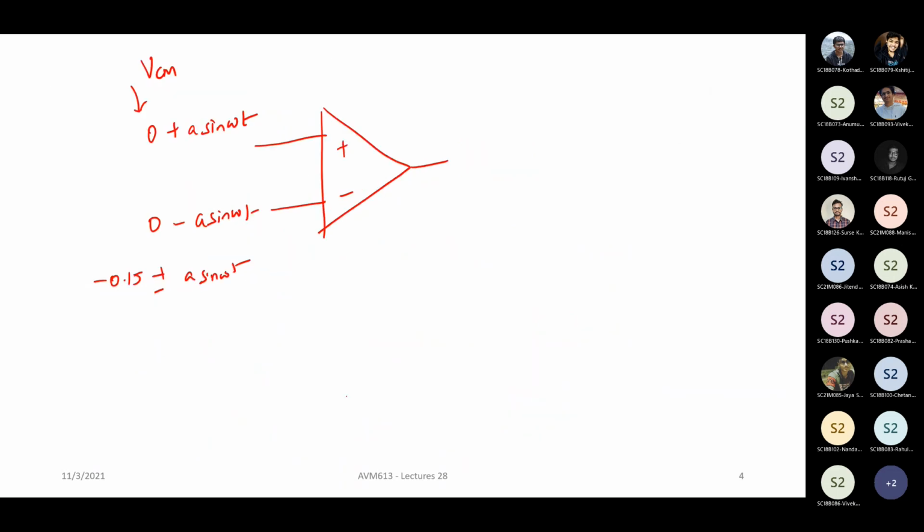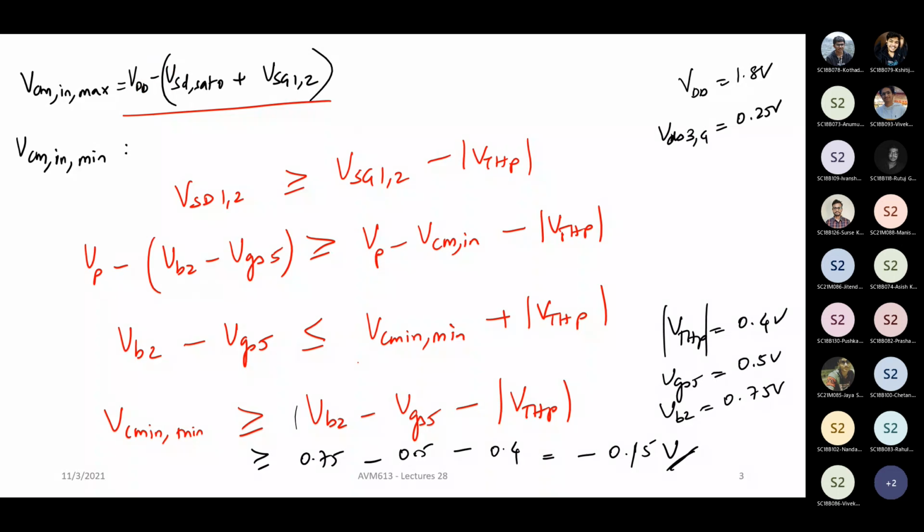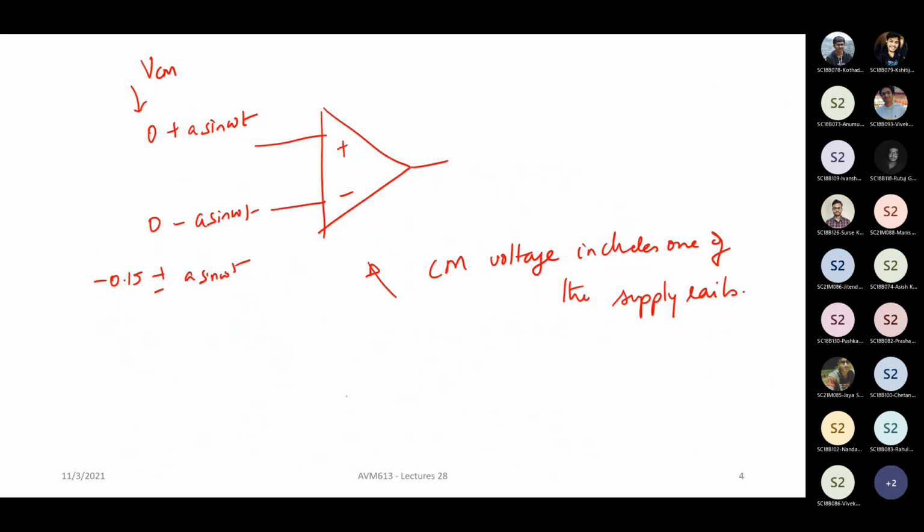In other words, what we are saying is that the common mode voltage includes one of the supply rails. Now, any doubts, any questions? You understood, right? The minimum input common mode voltage, if you calculate theoretically, turns out to be even below 0, which means a common mode voltage of 0, or 0.1, or 0.05, 50 millivolt, whatever it is, the op amp will still work.